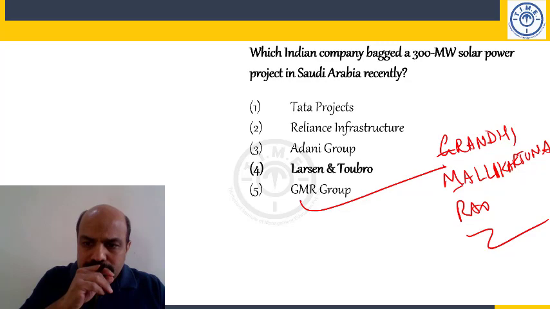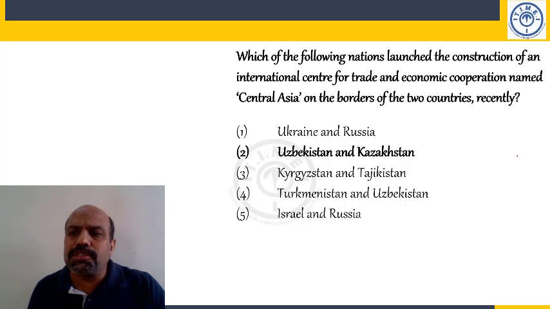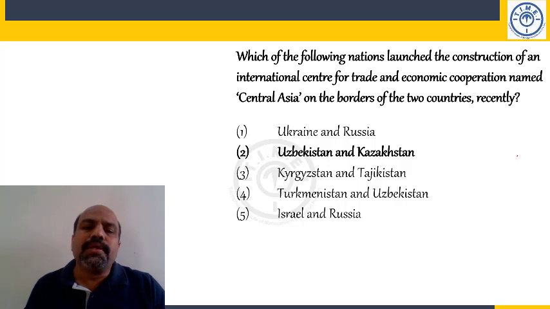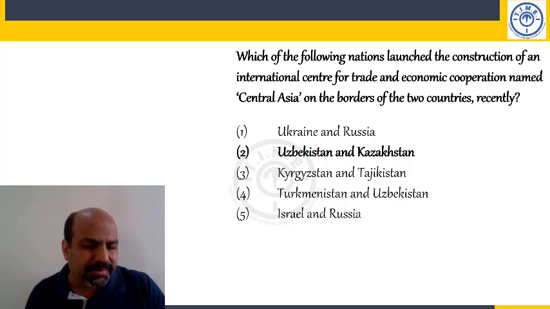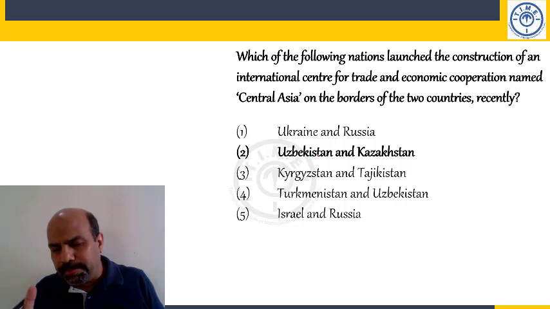So, which of the following nations launched the construction of an international center for trade and economic cooperation named Central Asia on the borders of the two countries recently? Uzbekistan and Kazakhstan. I didn't keep a map here. I don't know why. But anyway, I think we're quite familiar with this part of the world. We've had this discussion multiple times. But just to repeat so that you revise better, Uzbekistan. Please write Uzbekistan.